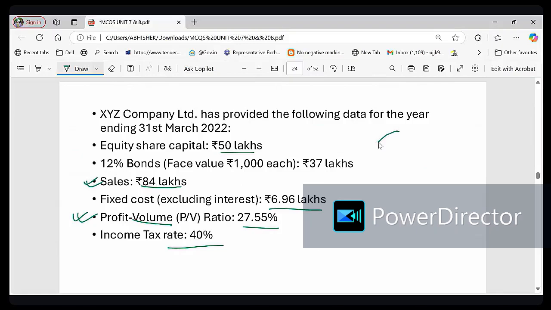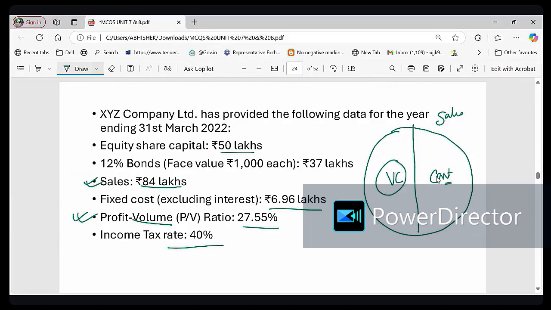So basically, what is contribution? Again, I am drawing this pie chart. This is your total sales. After you have deducted the variable cost, what is remaining is called contribution, right? So contribution is the portion of the sale that is left after variable costs are deducted. This contribution consists of two things: the fixed cost and the profit. So it is the money available to cover the fixed cost and profit, right?